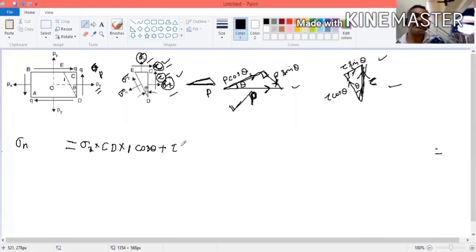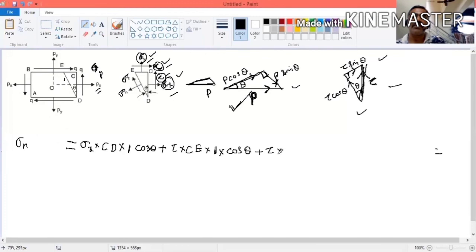Here, first you have to convert the stress into load. Tau is stress, and the area is CE into 1, because the perpendicular distance we don't know, so you put 1. So this is load. If you want to convert this into this direction, you have to put cos theta. Plus, now you take sigma y. Sigma y is vertical. I want to resolve the vertical along this direction. I have to refer to this diagram. Vertical into this direction, I have to put sin theta.